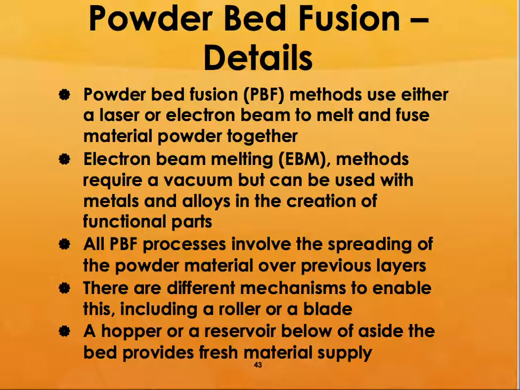And all these powder bed fusion processes involve the spreading of the powder material over previous layers. And there are different mechanisms to enable this, like a roller or a blade. And sometimes you also use a wire feed system, just like Lockheed has been using for making parts for their satellite division. And there is a hopper or reservoir below or by the side of the bed that can provide the fresh material supply.